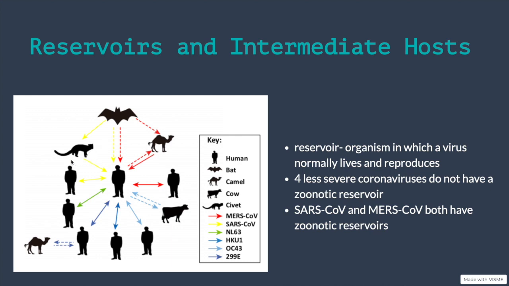is believed to be the intermediate host for the SARS coronavirus, while camels are believed to be the intermediate host for the MERS coronavirus. It is very probable that genetic recombination occurred in the civet and the camel before the virus spread to humans. However, that is not a definite fact, I guess I could say.